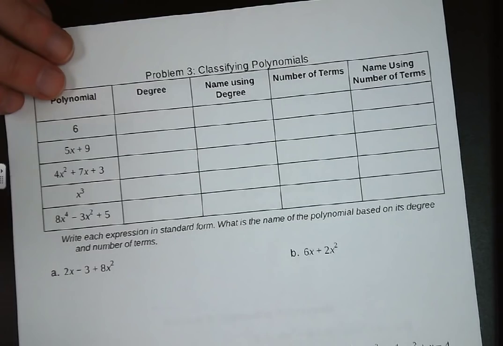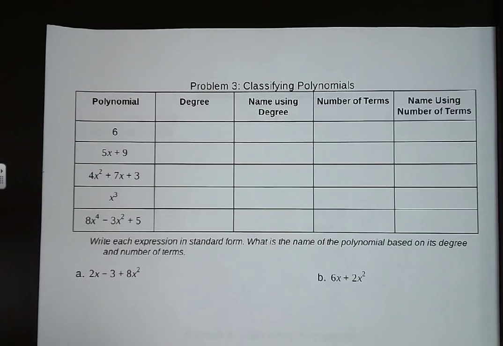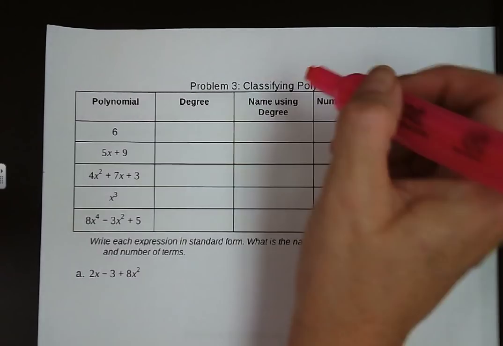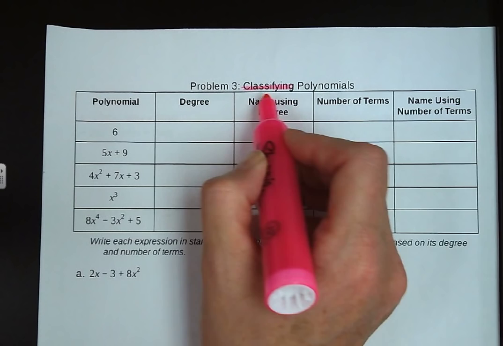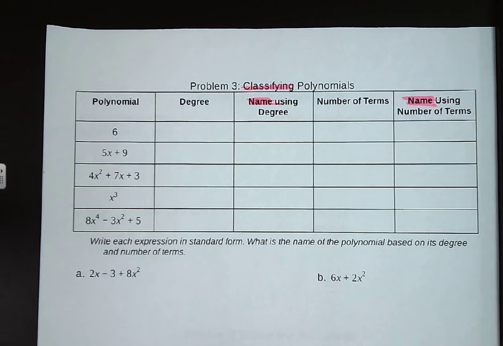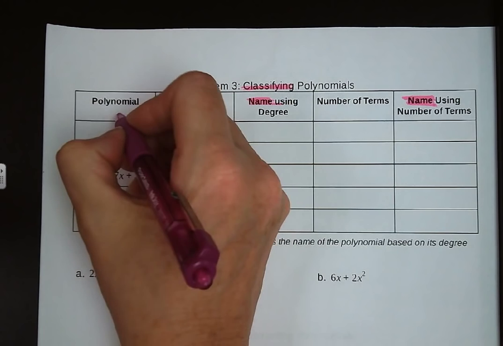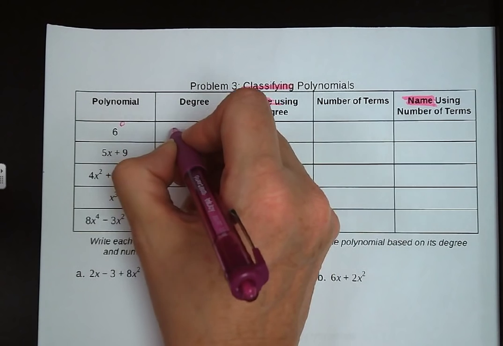Next section, classifying polynomials. Now, in order to classify them, we're going to label them by their degrees. We're going to give them a name based on that degree. We're going to label them based on their number of terms. And we're going to give them a name based on their number of terms. So if we remember back to our definition, a constant that is non-zero has a degree of 0. So it's going to be 0 for our degree.